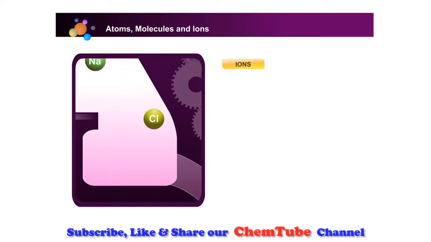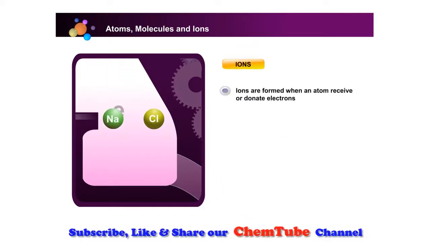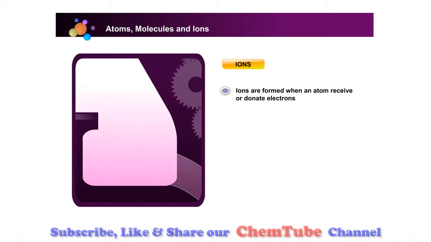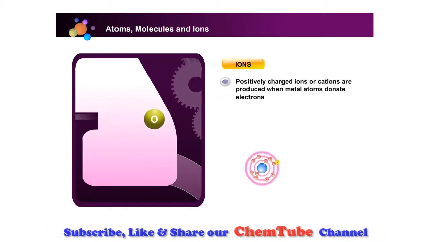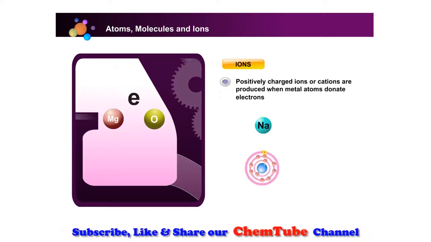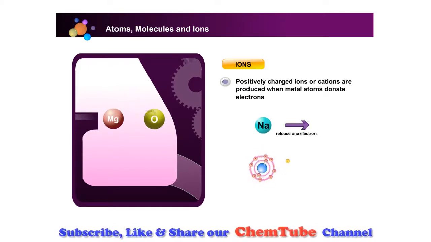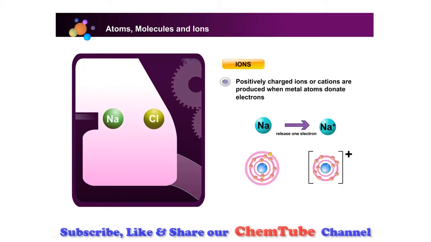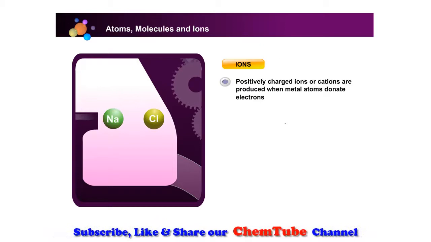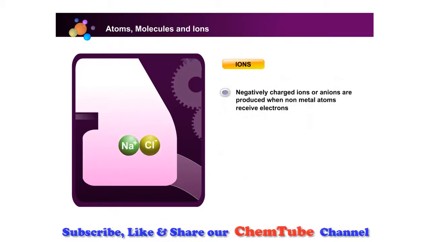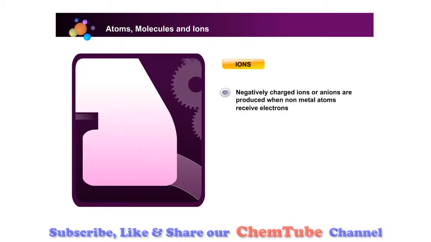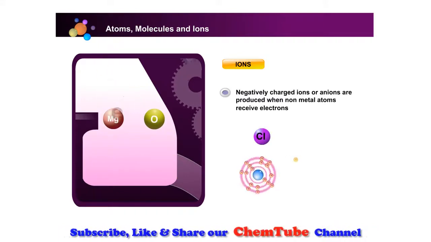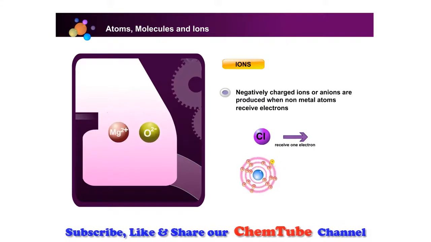These are ions. Ions are charged particles. Ions are formed when an atom receives or donates electrons. For example, a sodium atom becomes a sodium ion when the valence electron is released to a nonmetal atom. Negatively charged ions, or anions, are produced when nonmetal atoms receive electrons. For example, a chlorine atom becomes a chloride ion when it receives an electron from a metal atom.